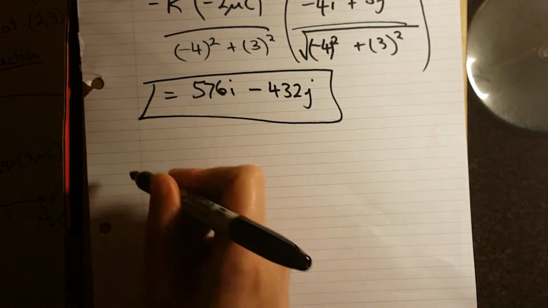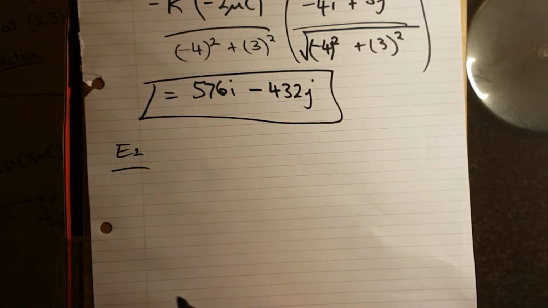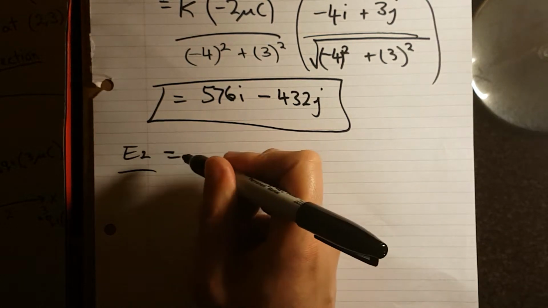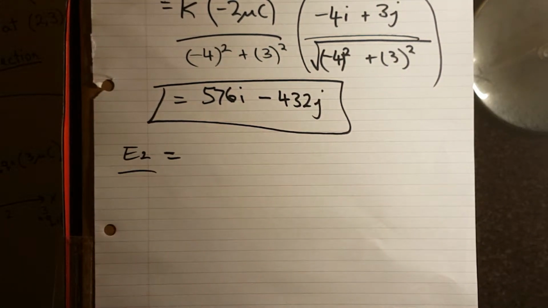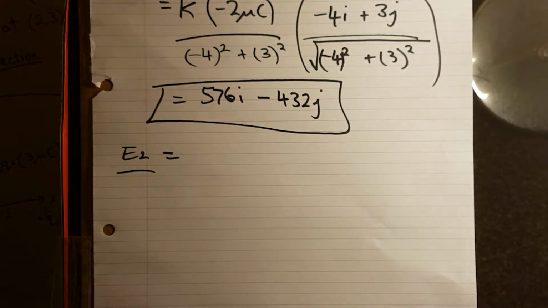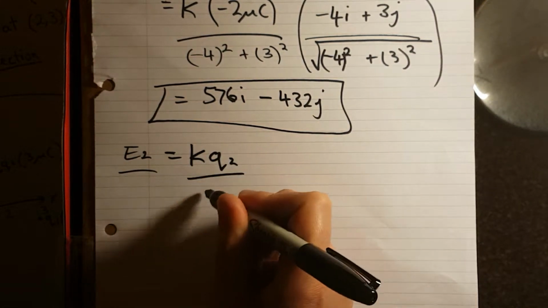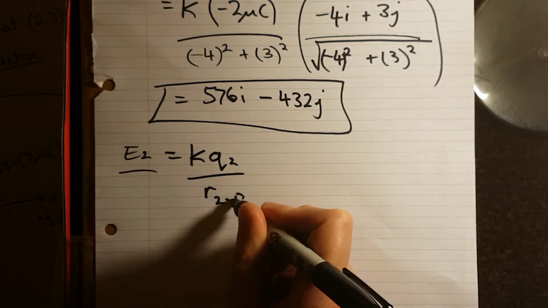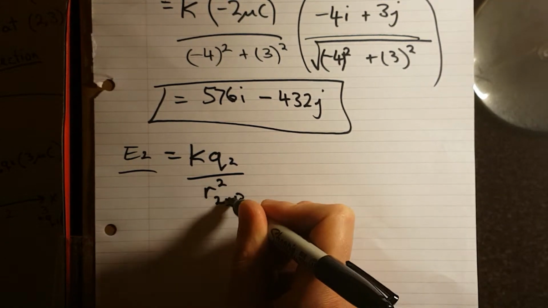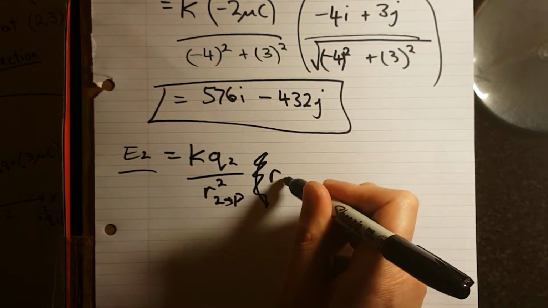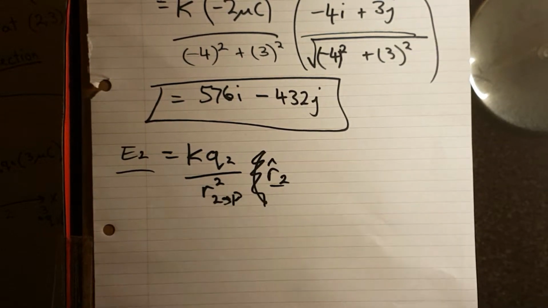For E2, it's exactly the same calculation, except we use Q2, and the distance between them squared and the unit vector are different. So it's k Q2 over r2 to P squared, times the unit vector r2.